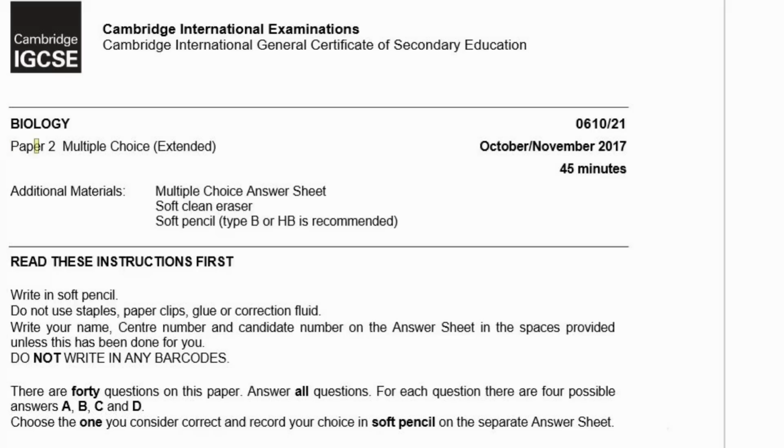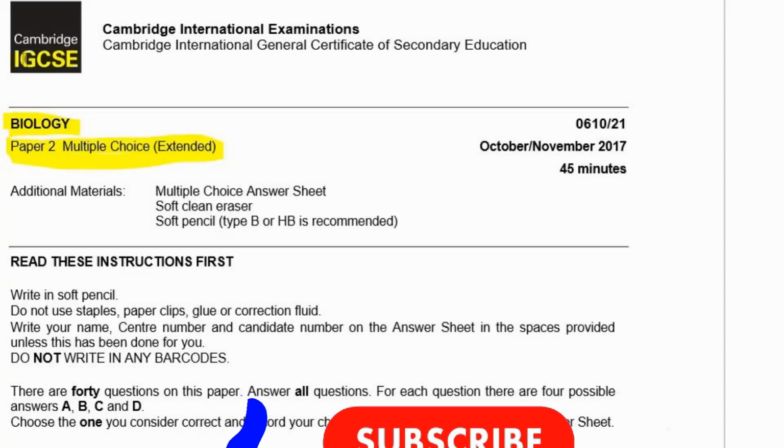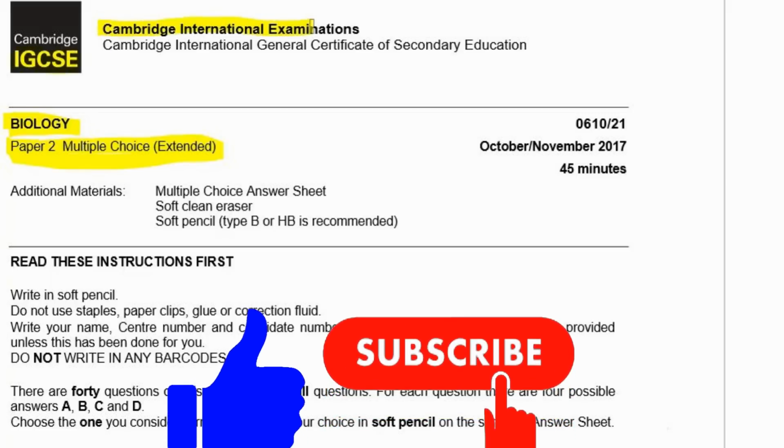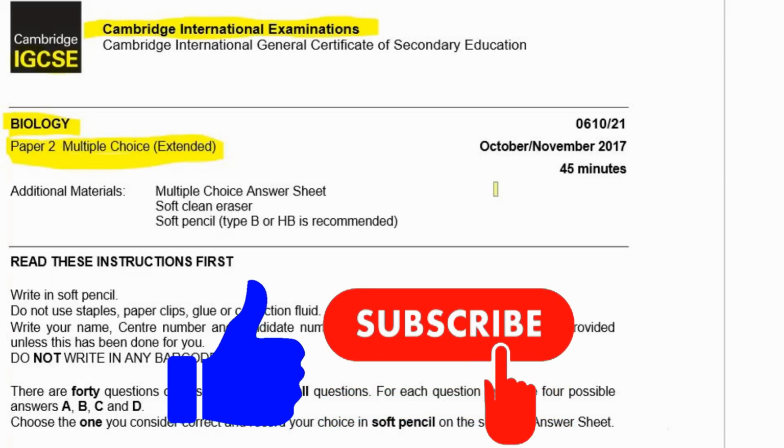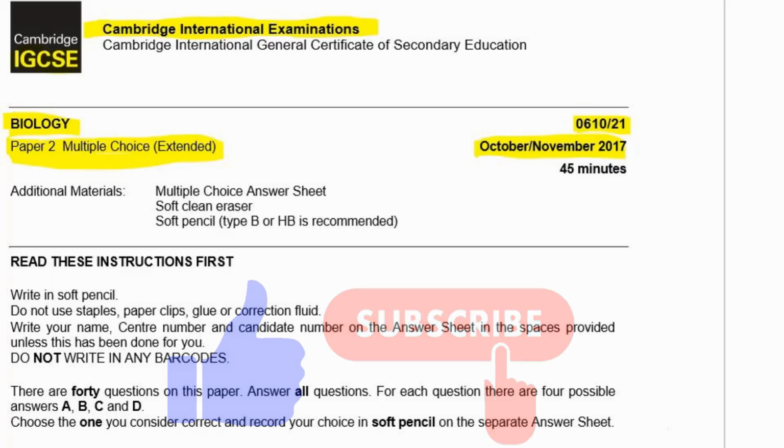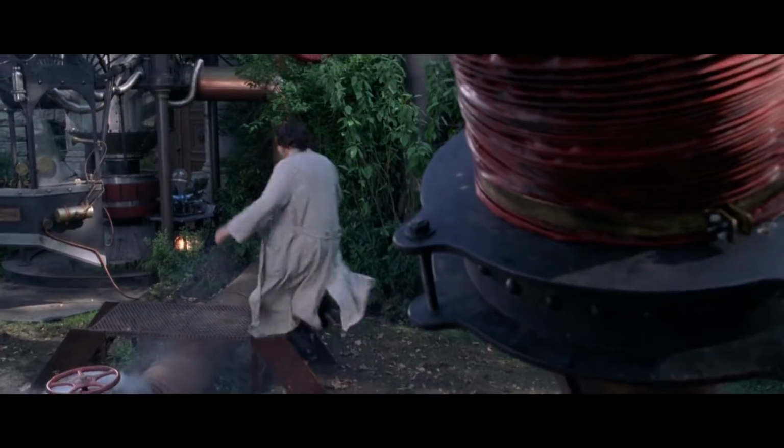Okay, so now let's go through paper 2, which is a multiple choice extended option for biology. That's IGCSE from Cambridge International Examinations, CIE, October-November 2017, and the code is 0610/21. All right, let's get started. This is very exciting.